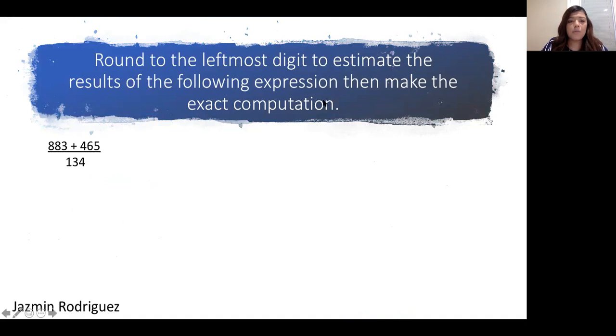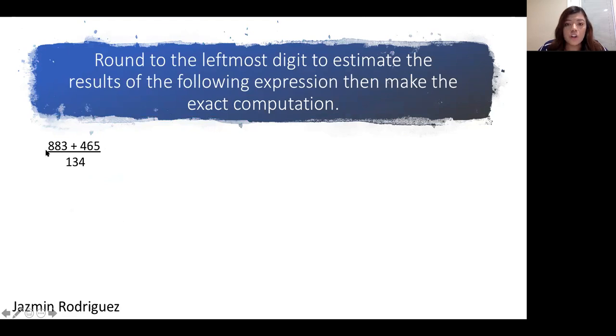All right. For our next problem, they are asking us to look at the problem that they have given us, and they want us to round to the leftmost digit to estimate the results of the expression, and then to also make the exact computation. So the first thing we need to understand is that whenever we round to the leftmost digit, we're talking about the number that is furthest to the left. In this case, we are rounding to the nearest 100.